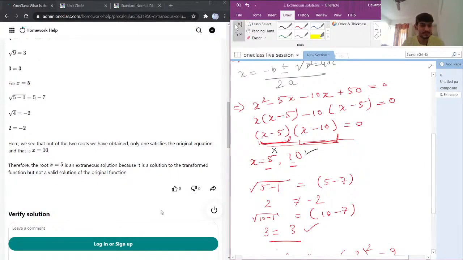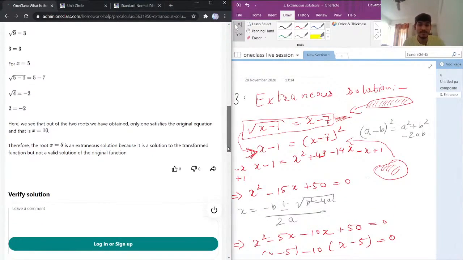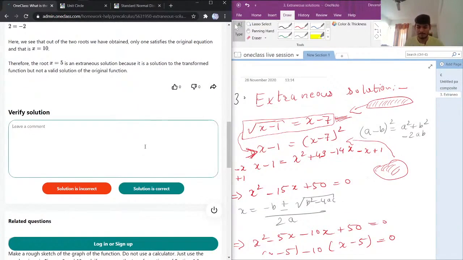Here you can see x equals 5 is an extraneous solution because it is a solution to the transformed function. Our transformed function was the squared one, so it was not able to satisfy the original function. So the solution is also correct here.